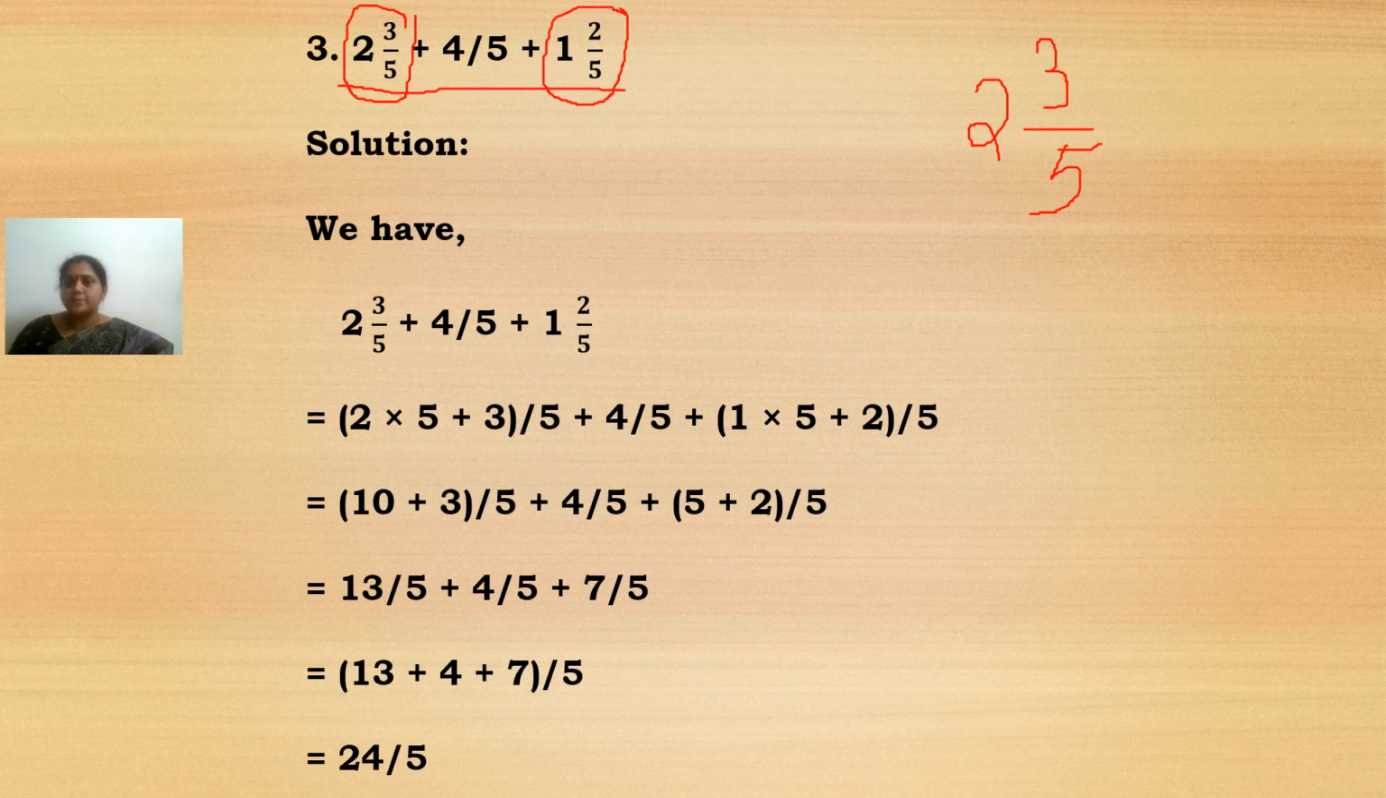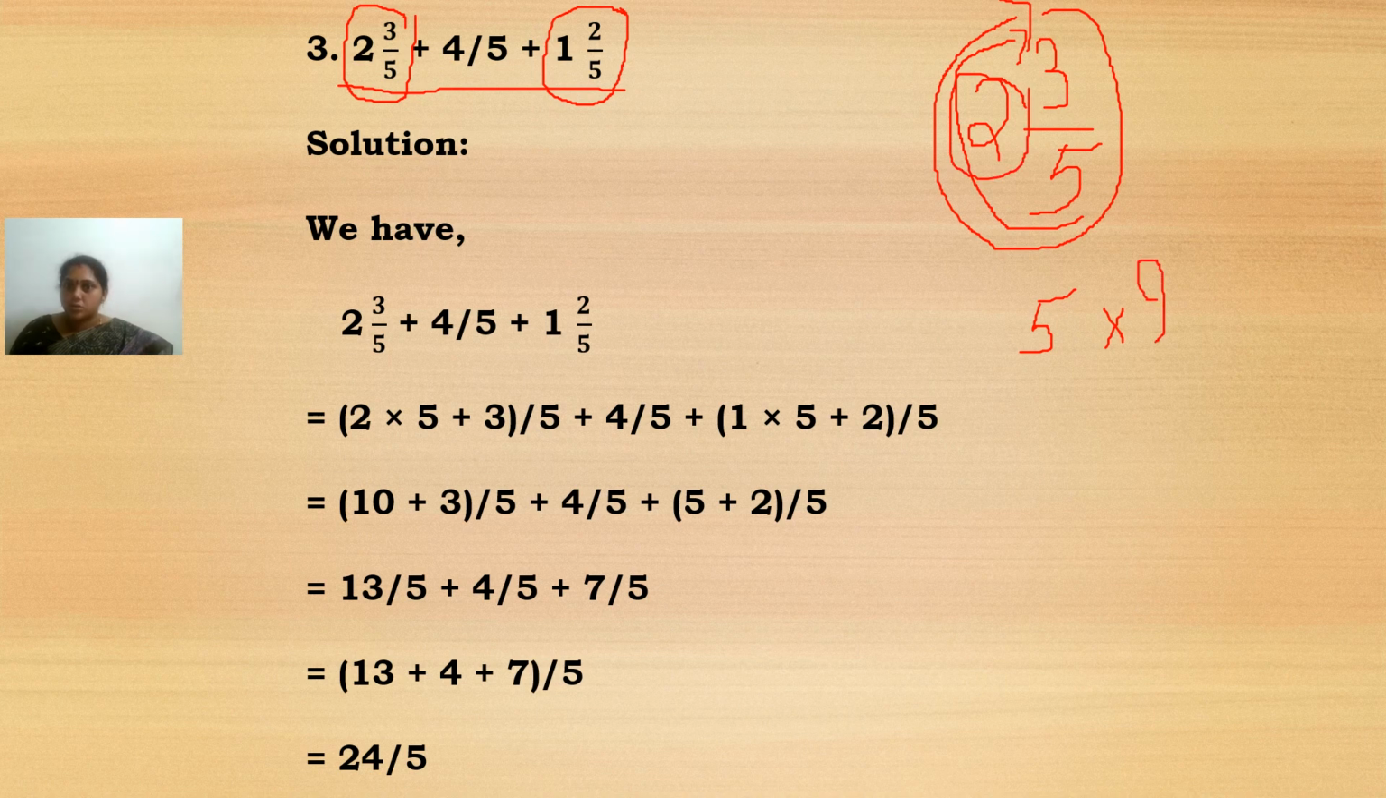How do I do it? Just remember your clockwise direction. First, don't start from the numerator side. We'll start from the denominator side only. What is your denominator here? 5. This denominator should be multiplied with your whole number. What is your whole number here? 2. So multiply it with 2, plus your numerator, which is 3. Add that number 3 here.